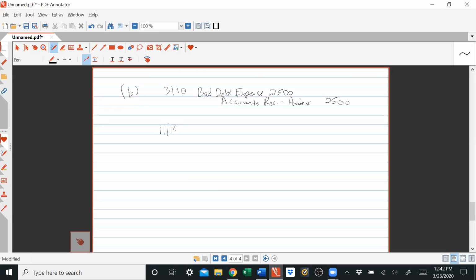And then on 11/18, whenever we receive $800 from Anders, we have to make two journal entries. We have to undo a portion of this journal entry by debiting accounts receivable Anders for $800, credit bad debt expense $800, and we also have to do the entry to recognize that we received $800 from Anders and their account receivable goes back down by $800 with a credit. So these are the journal entries when we write off the account and when we collect a portion of the account that we previously wrote off under the direct write-off method.